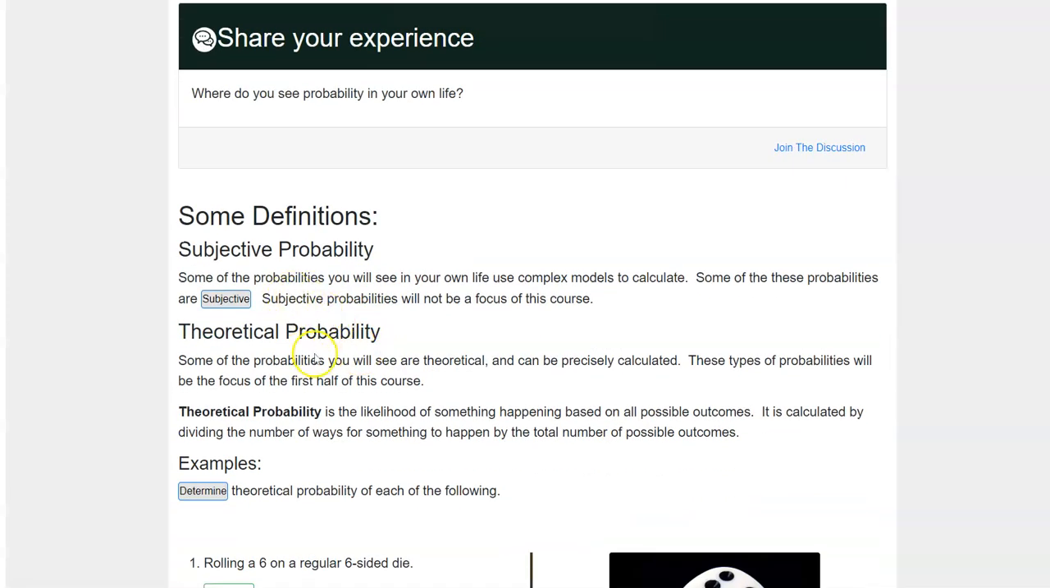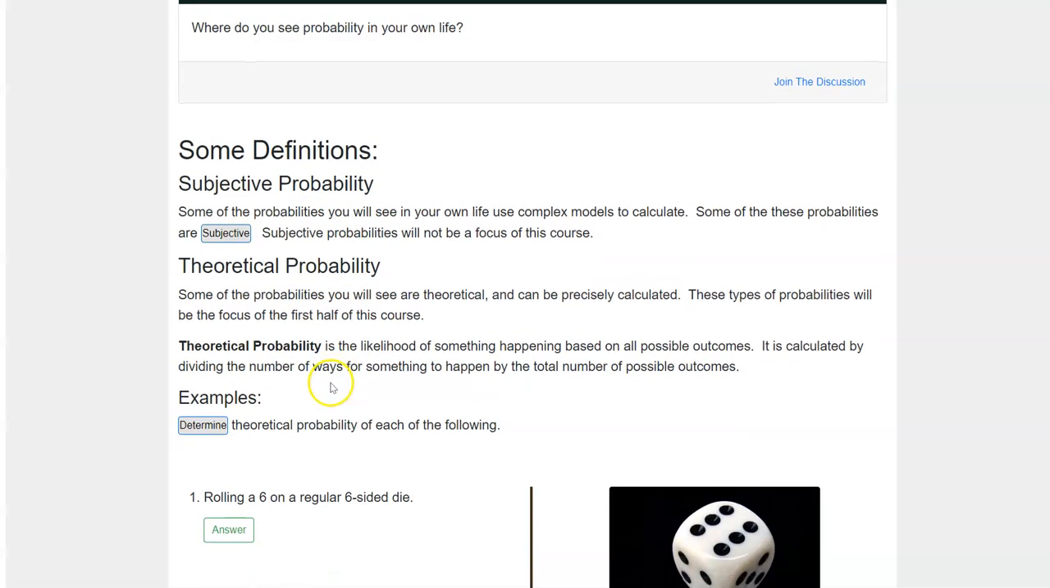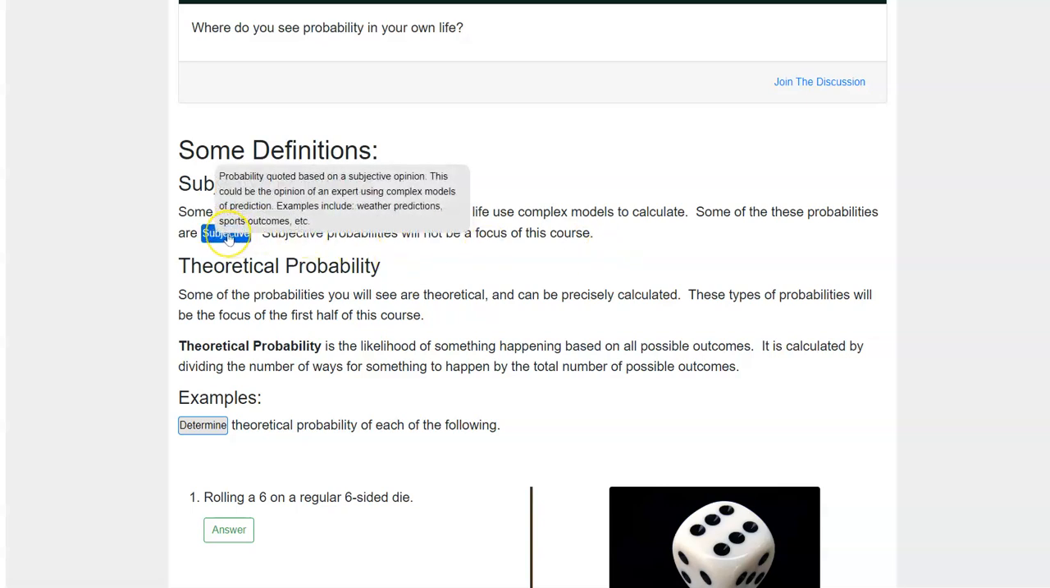After that, we're going to talk about 3 types of probability in this course. The third one is coming up next. The first one is subjective probability. Some of the subjective probabilities you'll see in your own life. Some of these probabilities are subjective, for example, things like weather predictions, sports outcomes. They are not really math probabilities. If I said to you, hey, what do you think the chance of you getting into university is next year? You might go, I don't know, 50%, 80%. That's kind of a guess, okay? So that's what a subjective probability is.